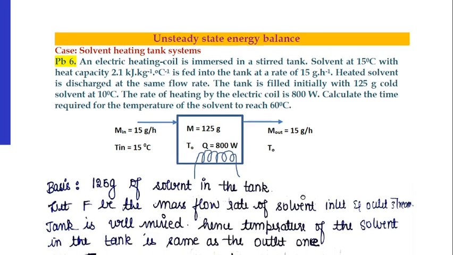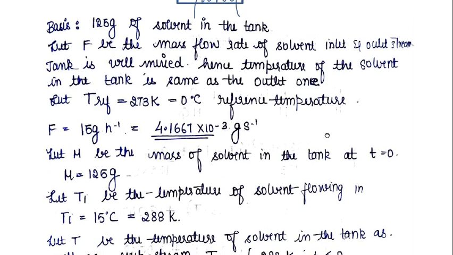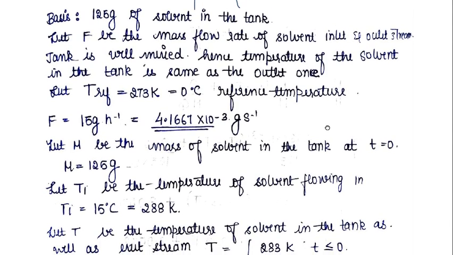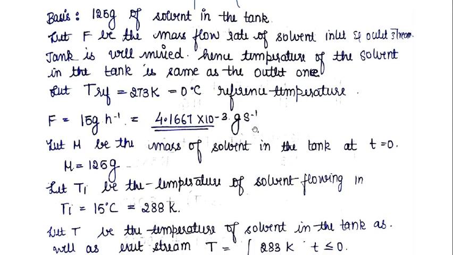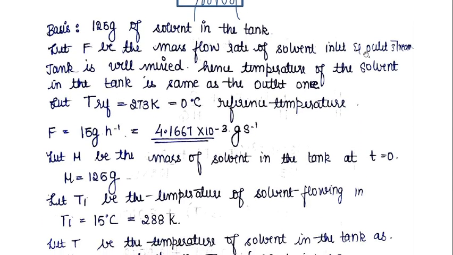Let's go ahead and solve this using a dynamic solution. Dynamic equation in the sense some quantity changes with respect to time. Here it is temperature. So as basis, we'll take 125 gram of the solvent which is inside the tank. Let's take F as the mass flow rate, or M. Here I have written it as M. You can take it as F in, F out. Then you have the solvent inlet and outlet streams. The tank is well mixed, so the temperature of the solvent inside the tank and exit both will be equal.